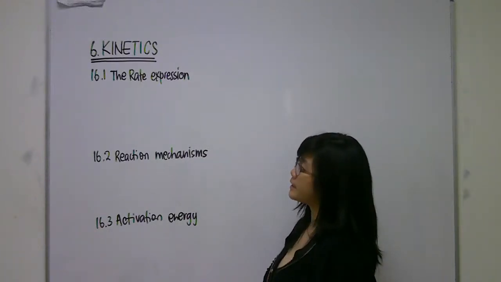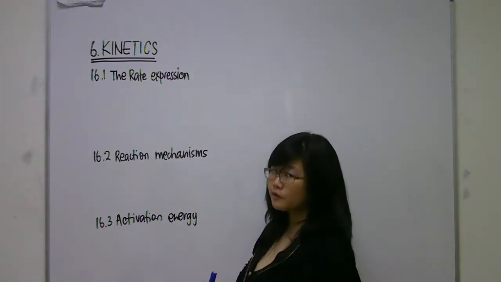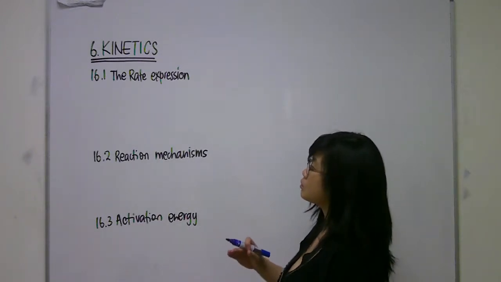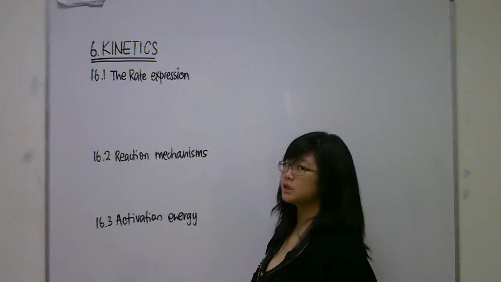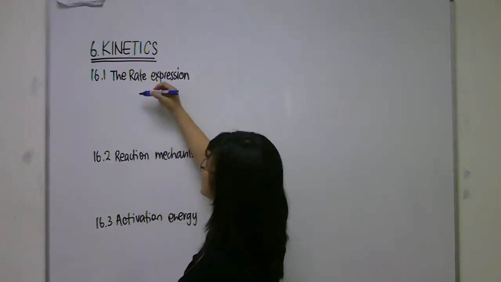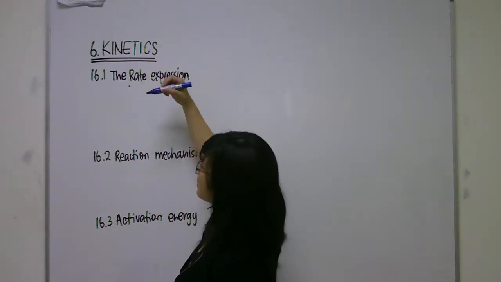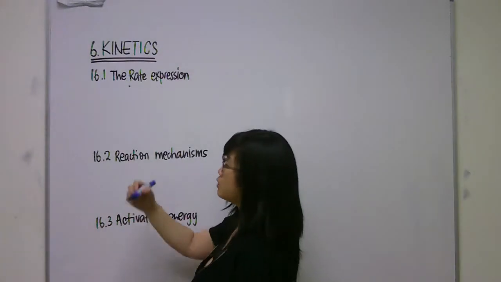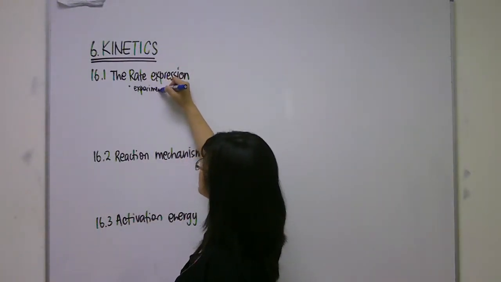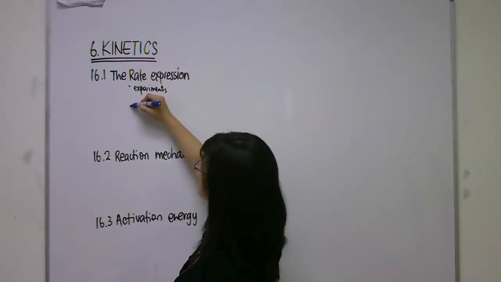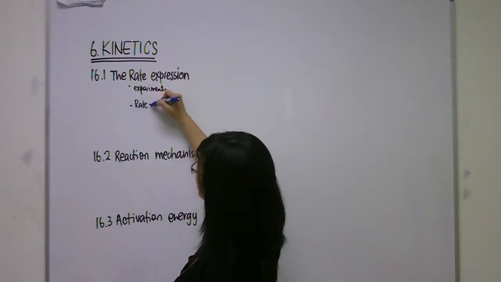Initial part of kinetics, there will be some calculations involved. The students need to be able to come up with a rate expression of a certain reaction, okay? The first thing that they need to understand is that the rate expression can only be deduced through experiments. There is no other way, okay?